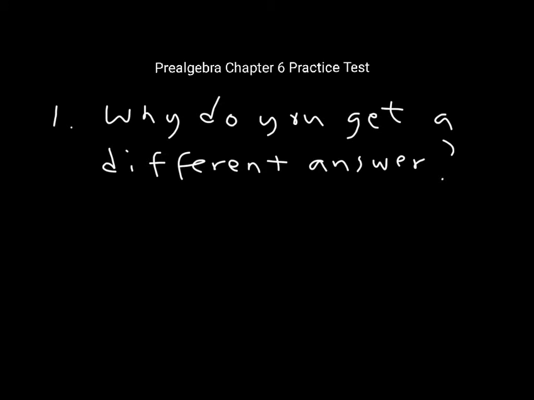This is the answer key for the Prealgebra Chapter 6 practice test. First question: why do you get a different answer when you calculate the number of ways 4 of 17 eighth graders can sit in a row of 4 chairs as compared to the number of ways 4 of 17 eighth graders can be picked to serve on a committee?